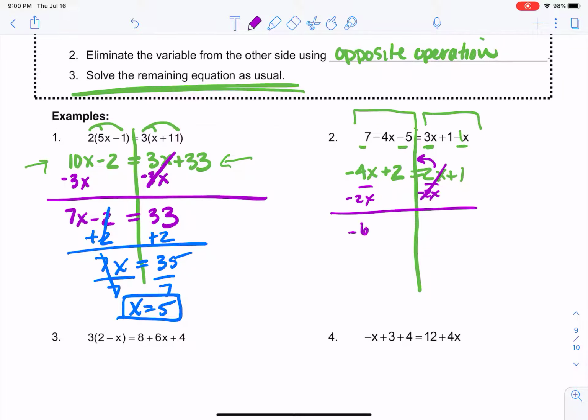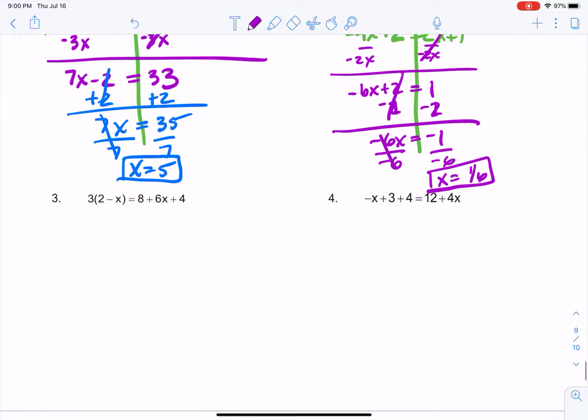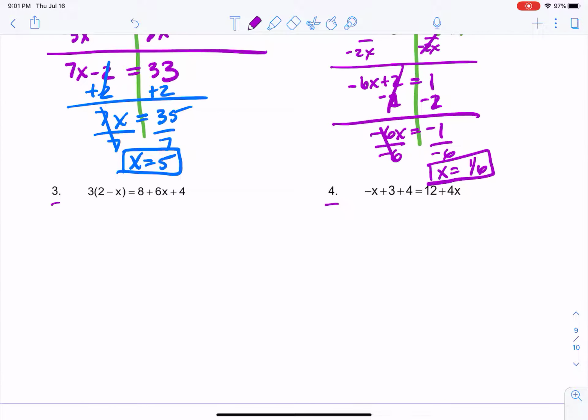So I have negative 6x plus 2 equals 1. Now I'm going to subtract 2 on both sides. So I have negative 6x equals negative 1. And then I'm going to divide negative 6 on both sides. So I have x is equal to positive 1 over 6. I would use your calculator to figure out problems like that. Okay? So I'm going to have you guys try example 3 and 4. And see how you do.